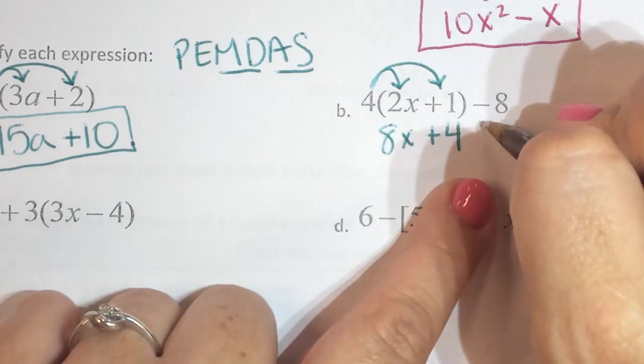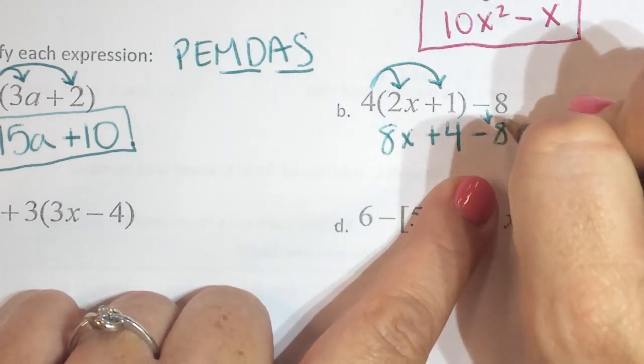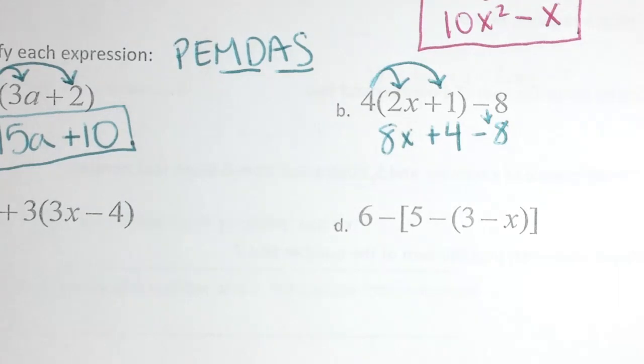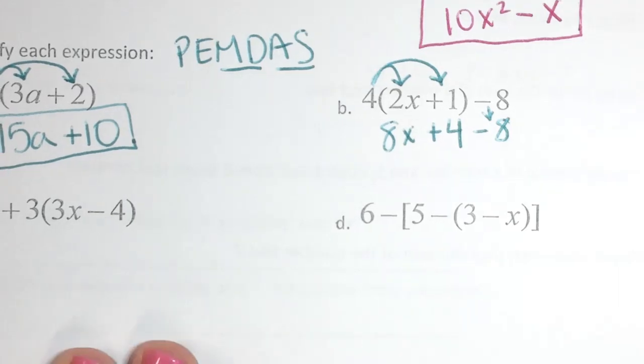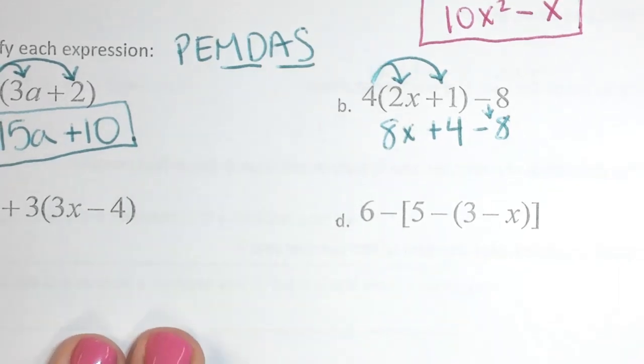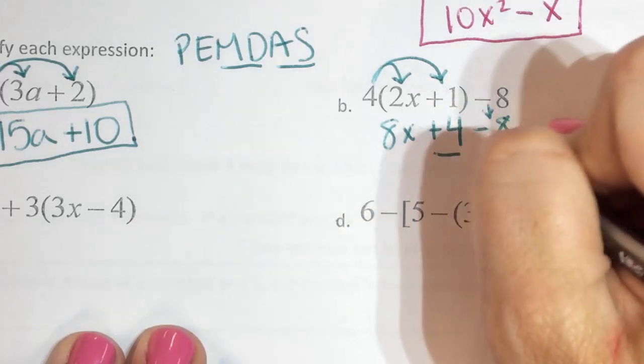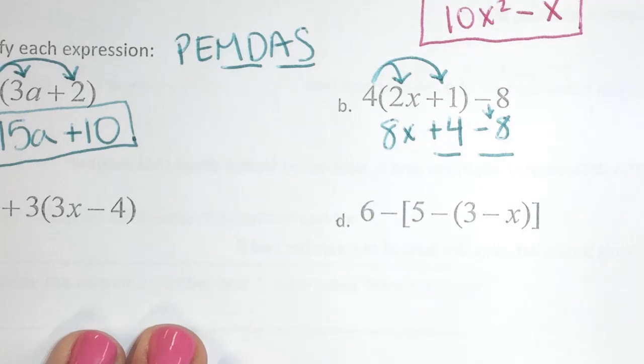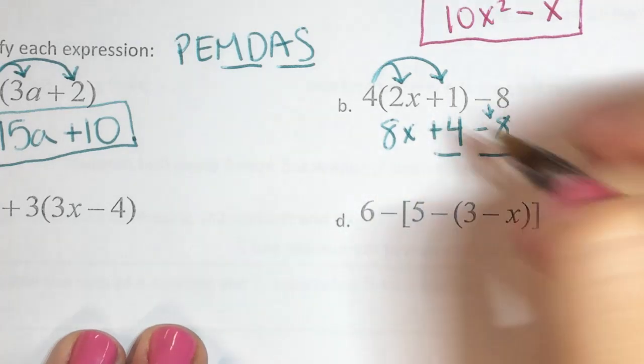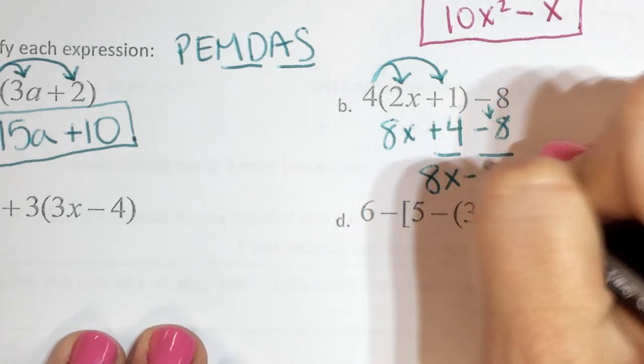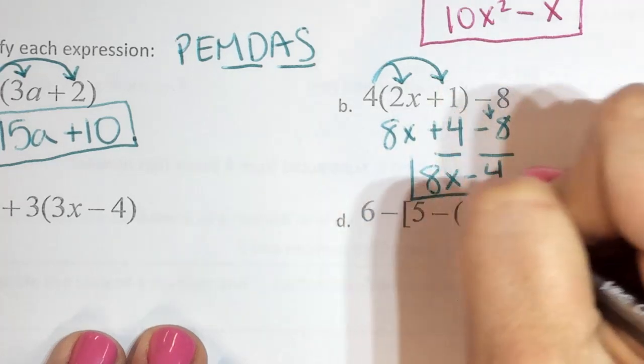So that I'm just going to bring down. Now, can I do addition and subtraction because there's no more multiplication? Yes. What do I combine? What are my like terms? 4 and negative 8, because they're both constants. They don't have a variable. So what does that give me? Negative 4. 8x minus 4 is exactly right.